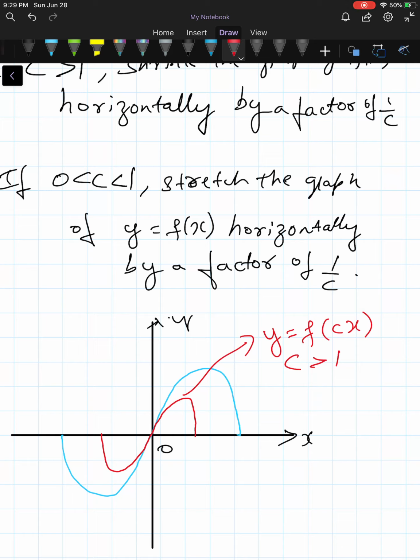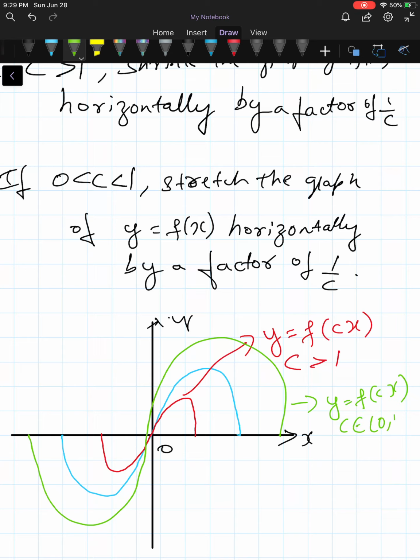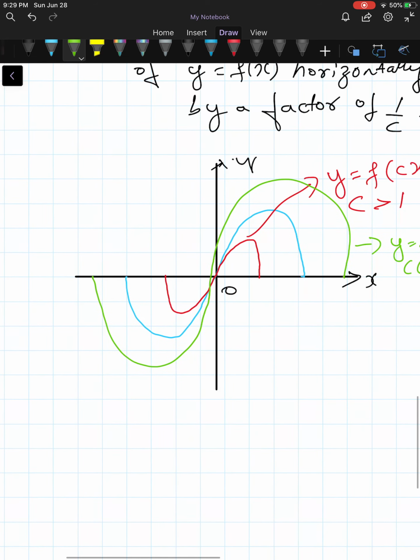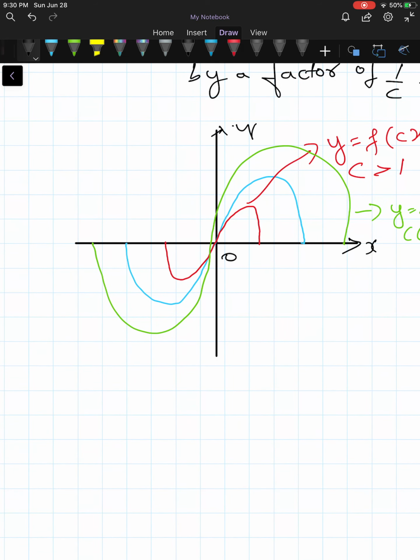Okay, so then what happens to the stretch? The stretch should look like this, the one in green. So this would be y is equal to f of cx again, where c lies in the open interval (0, 1). You can look for illustrations, or you can work with the illustrations. So I'll give you an example.